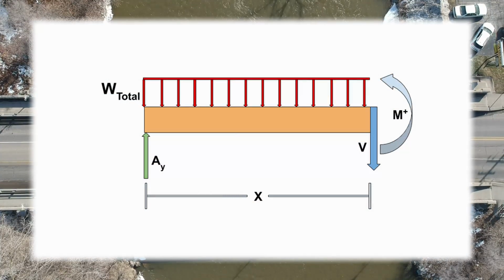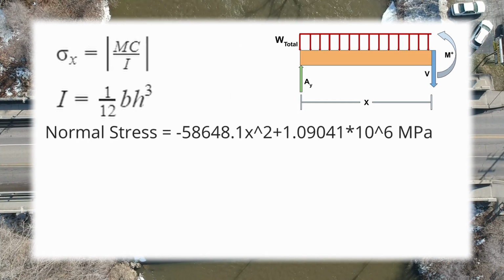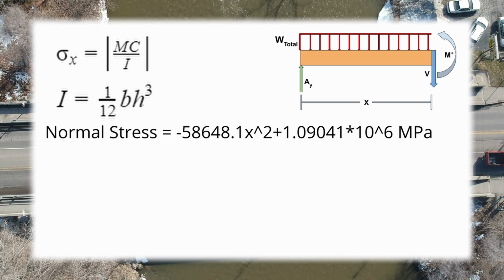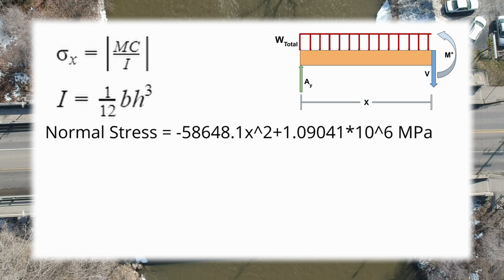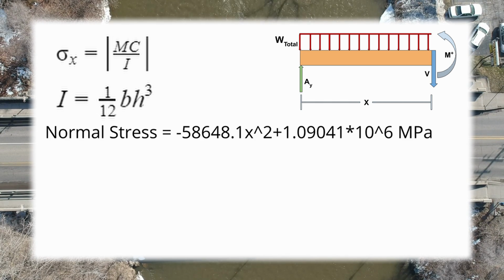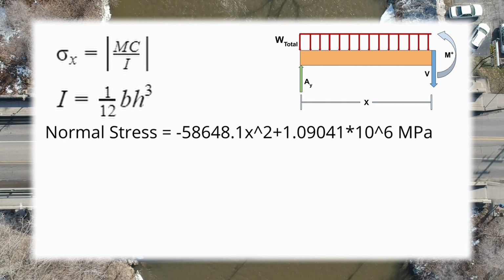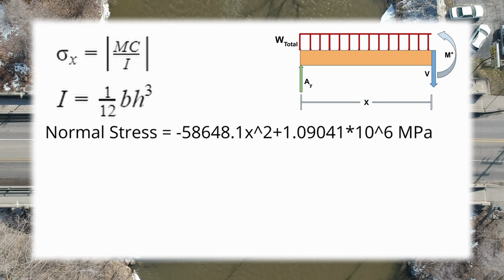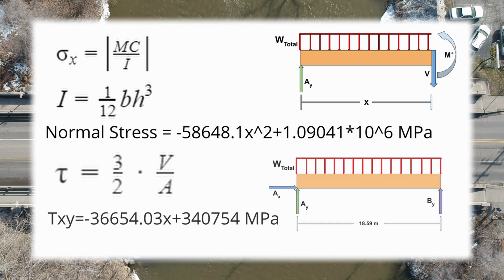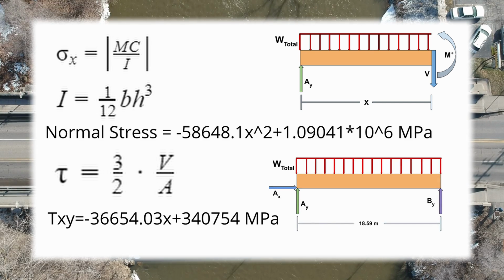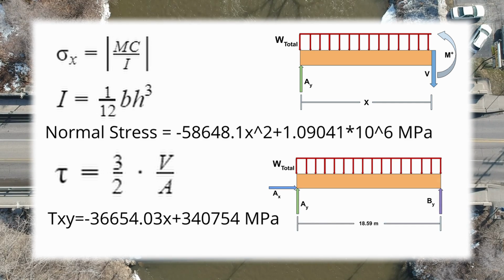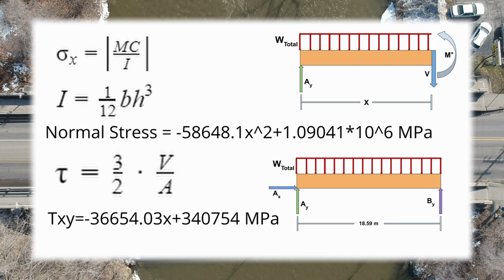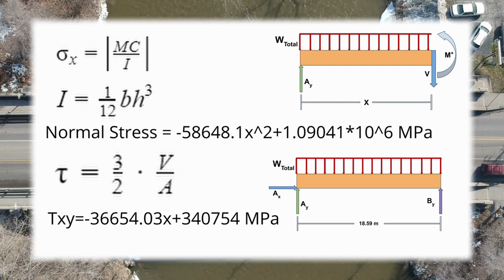Once we had our equations for M and V, we plugged them into the equations for normal stress and shear stress. For normal stress, we use the equation sigma equals M times c divided by I. When solving for I, we cube the height due to the direction of the moment, and we also use the height divided by 2 for the c in order to solve for the stress at the bottom of the bridge. For shear stress, we use the simplified equation tau equals 3 divided by 2 times V divided by area. We are able to use a simplified equation due to the rectangular cross-section that the bridge has.